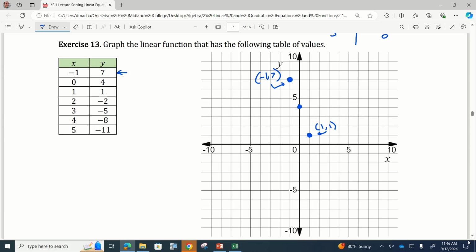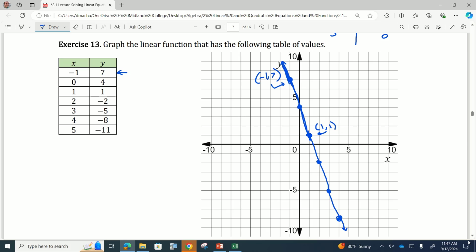X is 2 and y is -2. X is 3 and y is -5. When x is 4, y is -8. And -11 is not really on here, so we can stop. But if I were to connect the dots, connecting the dots gives me a line.